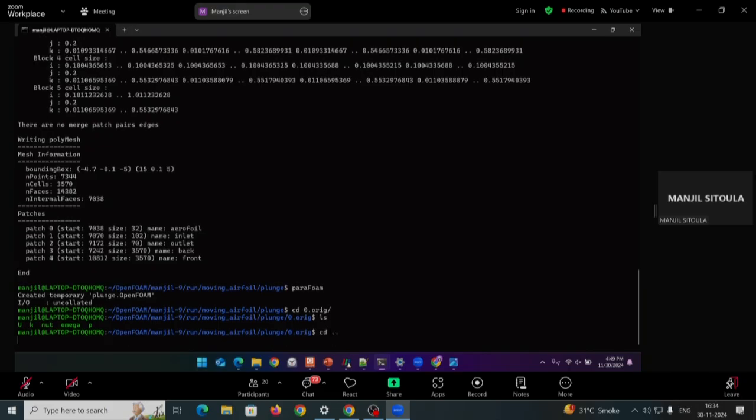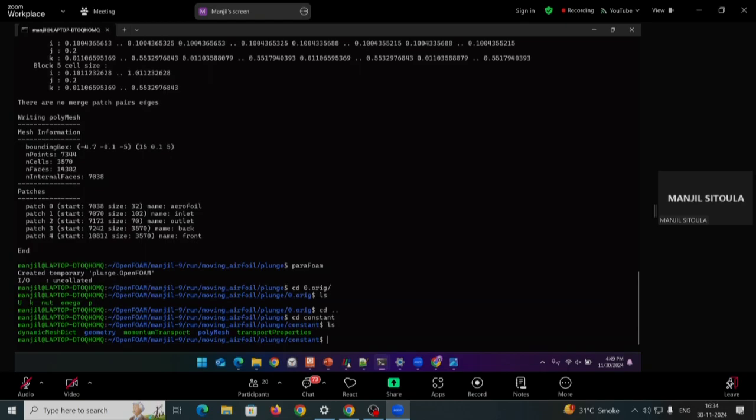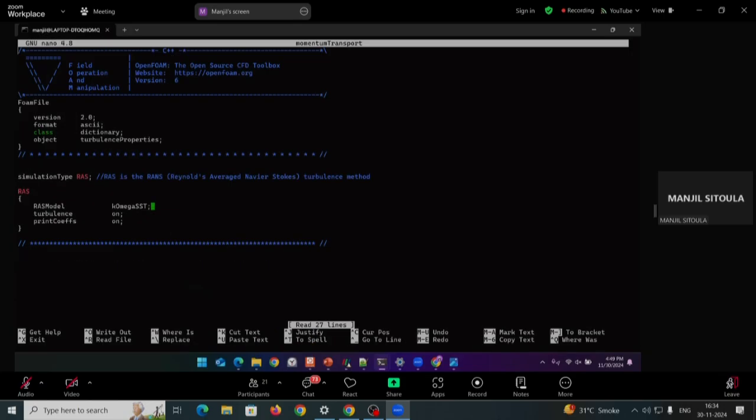If you want to see which model we have used, then we can go to the constant directory, and we can see that we have used the RAS model, that is the Reynolds-averaged Navier-Stokes equations, which just means that we are representing the fluctuating terms in terms of the average mean flow. So we have used the k-omega SST model, and we have turned the turbulence on.